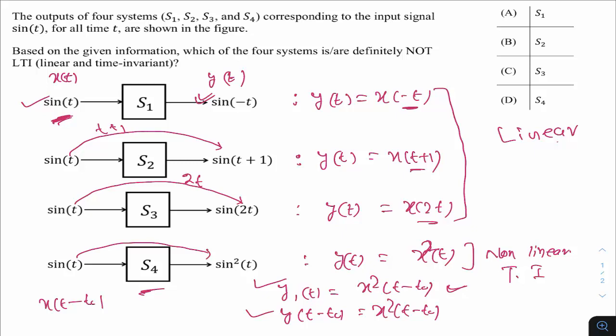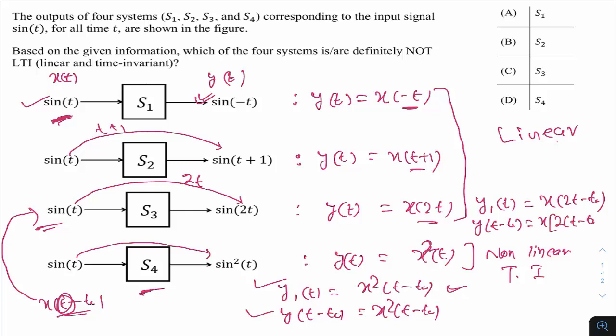Now in this S3 case, again you check it by giving the input x of t minus t naught. If I let the output be y1t, this will be x of 2t minus t naught. We are just changing the t by 2t. But is it equivalent to y of t minus t naught? If I replace t by t minus t naught, it is x of 2 times t minus t naught. So here you get a 2 t naught factor, but there it is t naught. So this is definitely a time variant system.